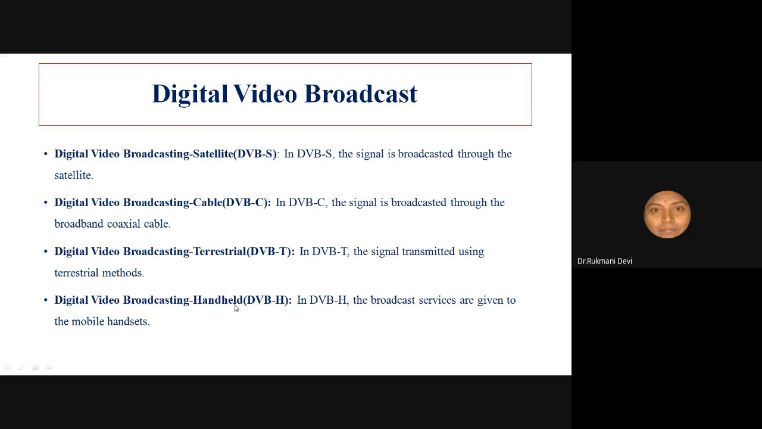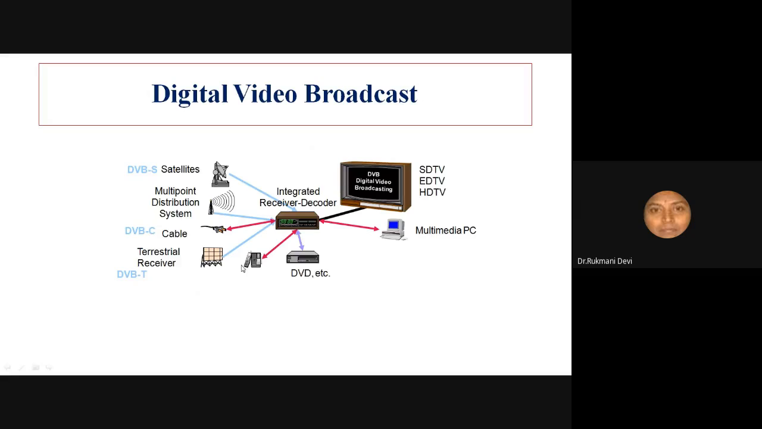The next one, handheld devices. So the broadcast services are given to the mobile handsets. So these are all the services under digital video broadcast. So everything is given here: DVB-S, DVB-C, DVB terrestrial, and you have mobile handsets.